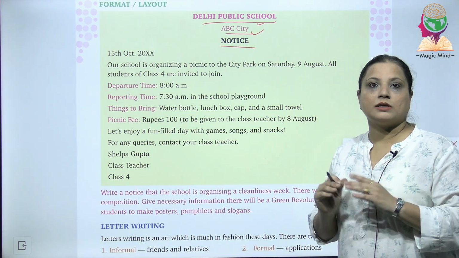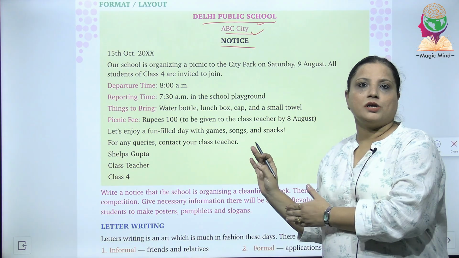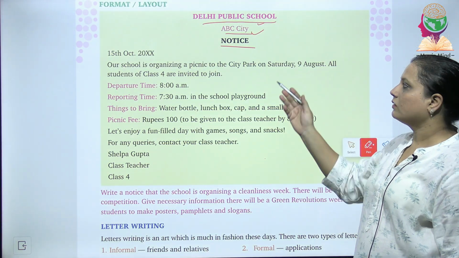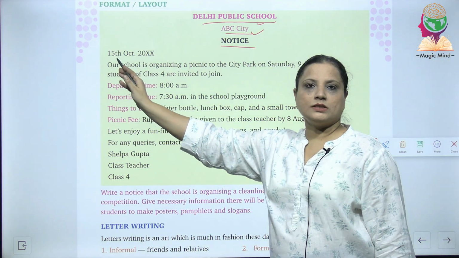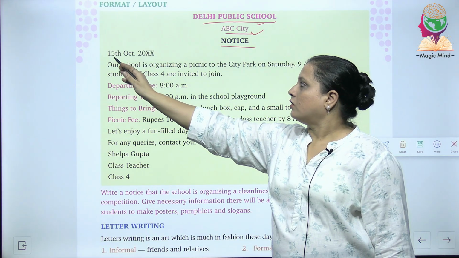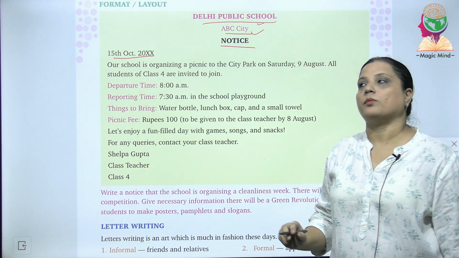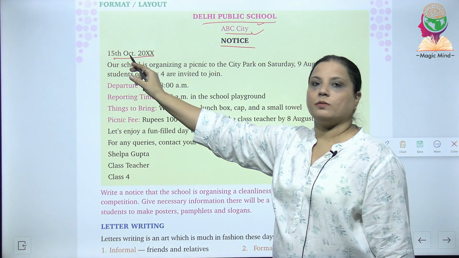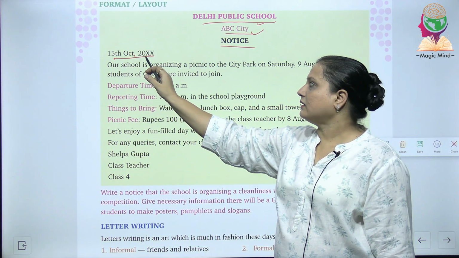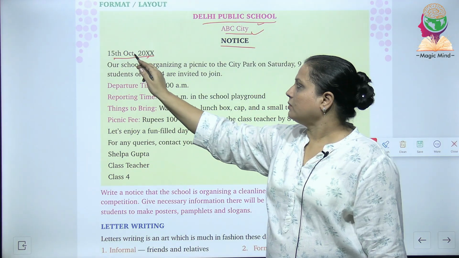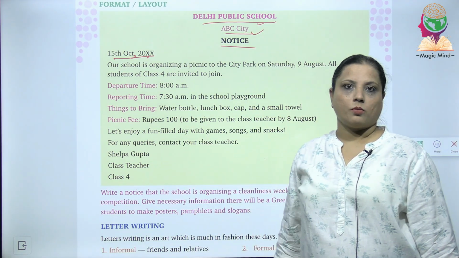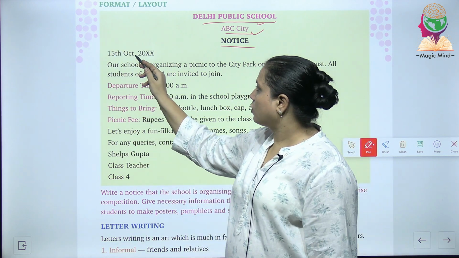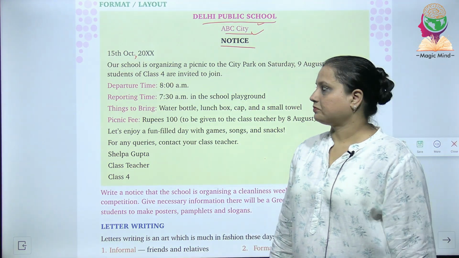Whatever we are writing, this is basically a notice. Hence we will write N-O-T-I-C-E, notice. Then later on the left hand side of your page, you will write the date in this format. Suppose it is 15th, you will mention likewise. Then you will mention the name of the month and then the year. After the month you will put a comma. It is not a dot, it is actually a comma over here.